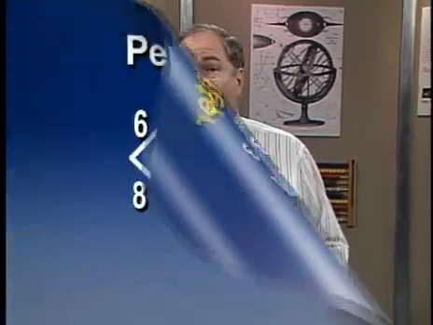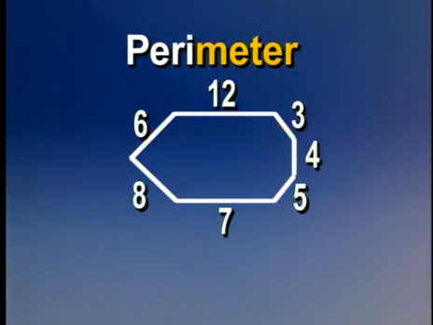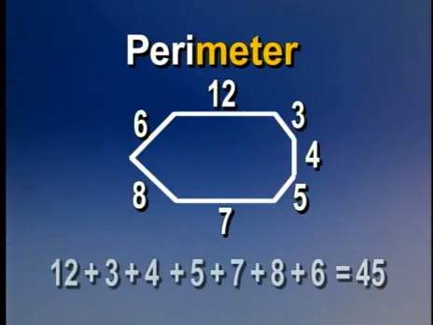As you can see, we have this shape that has various measurements on its side. And we add up those sides, 12 plus 3 plus 4 plus 5 plus 7 plus 8 plus 6, and we get 45. What kind of measurement will perimeter be? Will it be square units? Absolutely not. Square units is for area, and we only get that by multiplying distance measurements.